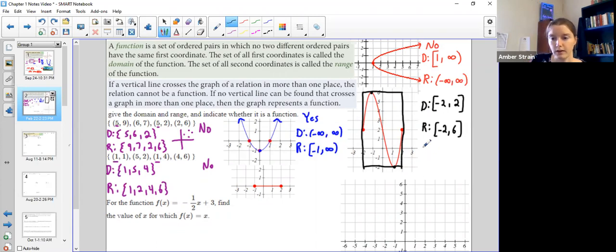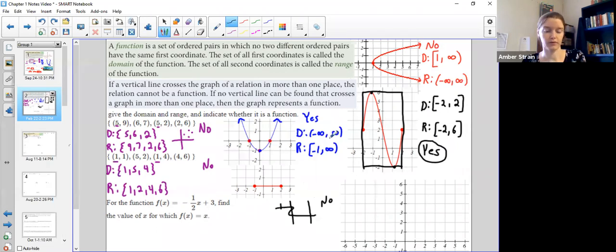Now this one right here would be a function. It doesn't pass the horizontal line test, but that's something different. It passes the vertical line test. Now, if we did have something like this, even though it passed the vertical line test here and there, this would not be a function, because if it ever crossed more than once anywhere in the whole entire function, it would not be a function. So just be careful.